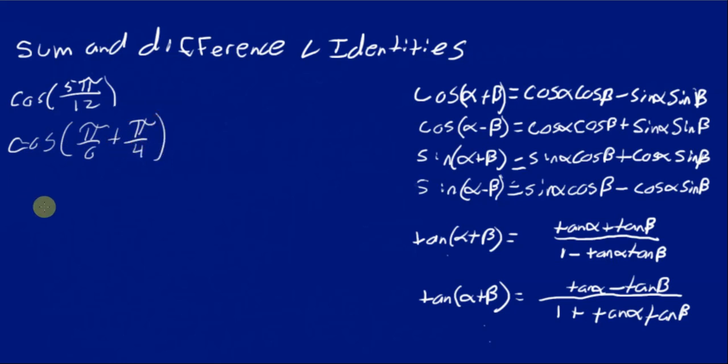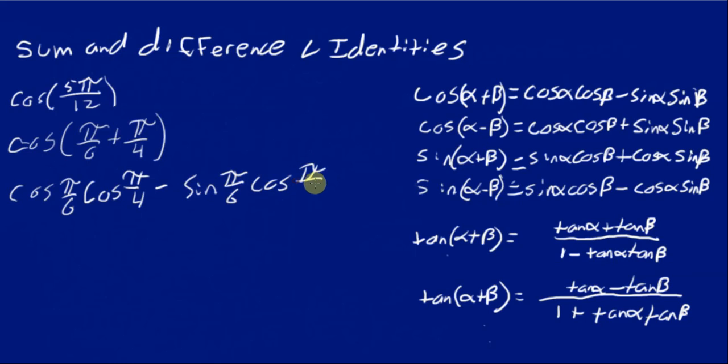All right, so we have the sum of the cosines. That's the top one over there. It's going to be cosine, cosine. So I've got cosine pi over 6 times cosine pi over 4 minus the sine of pi over 6 times the cosine of pi over 6. Nope, pi over 4. Back to the unit circle.